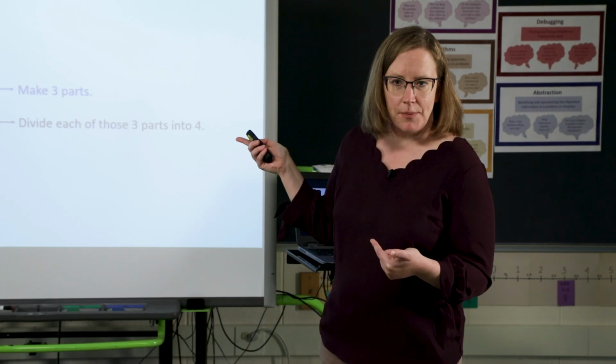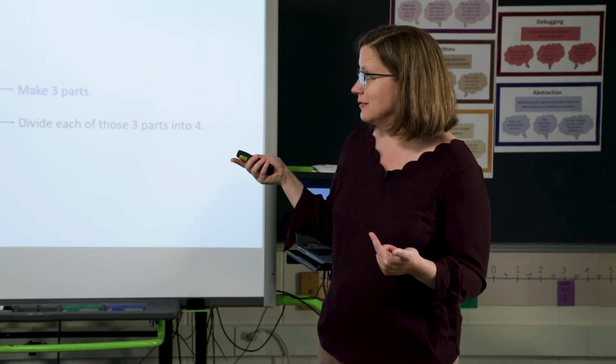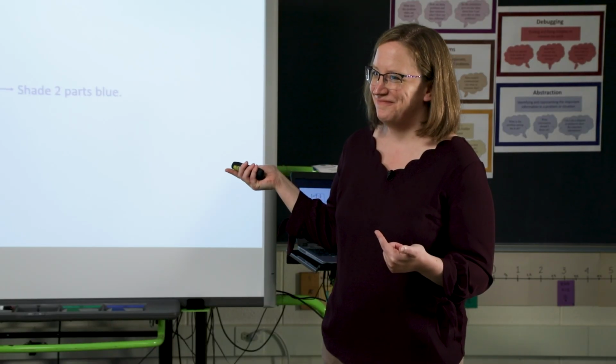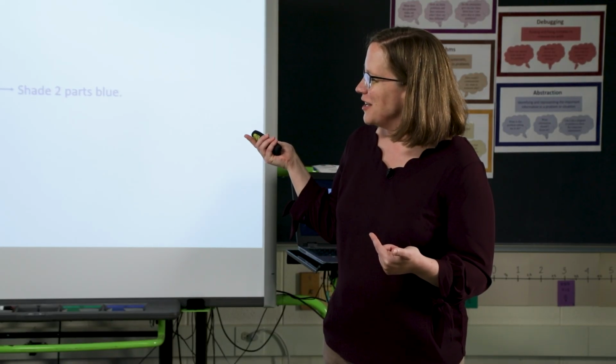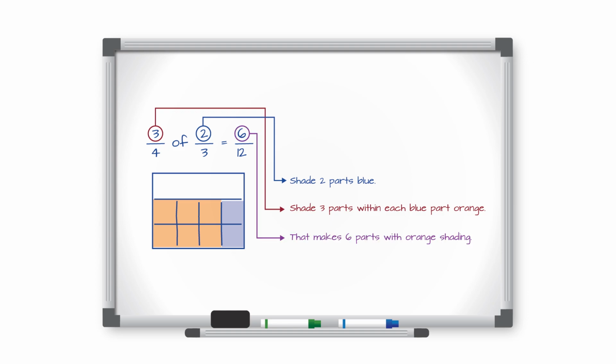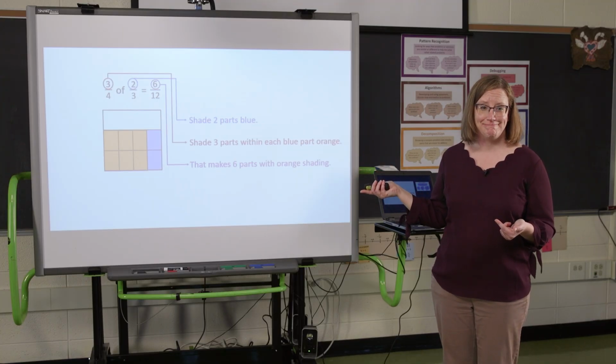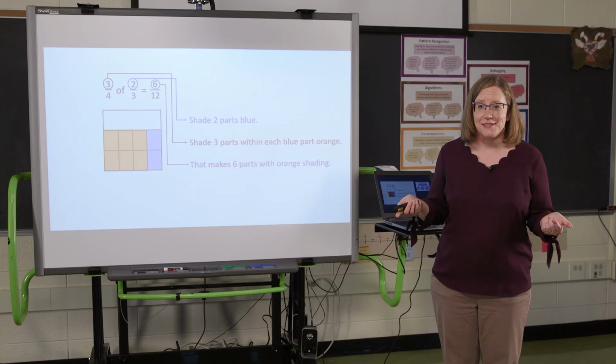So they know that 6 represents the number of parts that are shaded orange when they're done with their model. So they were thinking about the shading. And they know that they started out by shading 2/3 because of this numerator. So at first they had 2 shaded parts. And then after they had divided those thirds into 4ths, they knew they only had to shade 3 out of 4 in each of those parts because of this numerator. So that's why they ended up with 6 orange parts altogether, because they were shading 3 in each of their 2/3. 3 times 2 is 6. So that's why those patterns make sense.